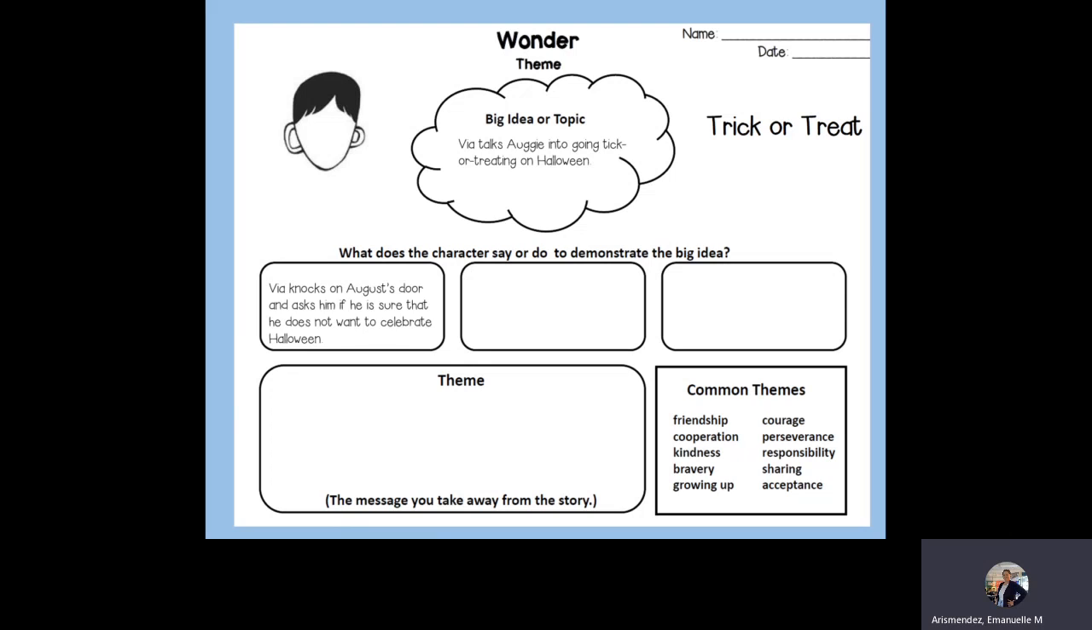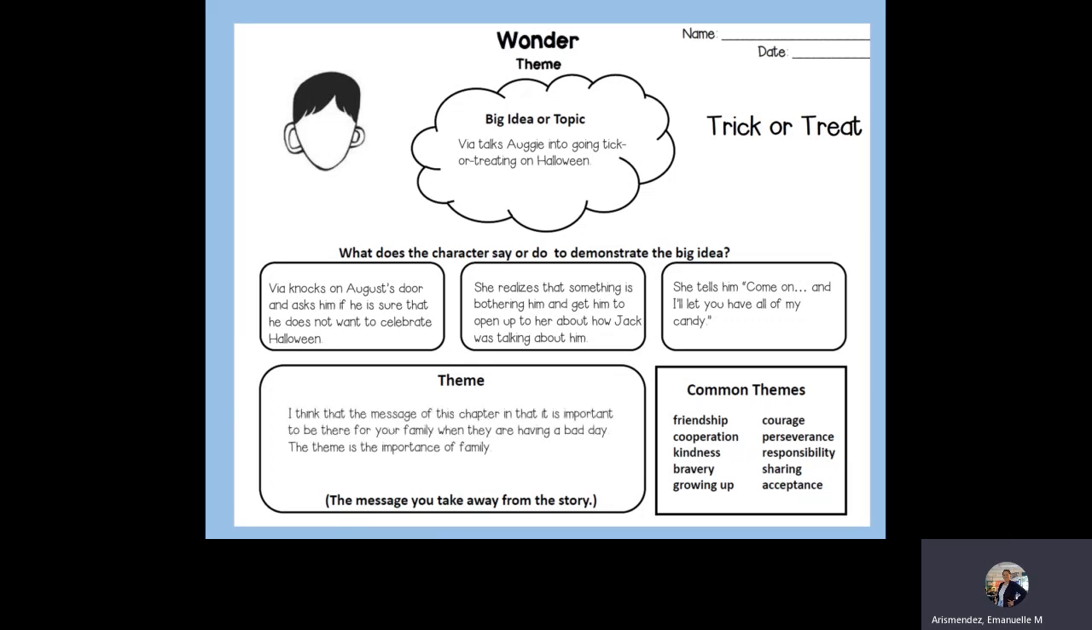Via knocks on August's door and asks him if he is sure that he does not want to celebrate Halloween. She realizes that something is bothering him and gets him to open up to her about how Jack was talking about him. And she tells him, come on, and I'll let you have all of my candy, when she wants to try to convince him to go trick-or-treating. So what is the theme or the message that you can take away from this story? I think that the message of this chapter is that it is important to be there for your family when they are having a bad day. The theme is the importance of family.